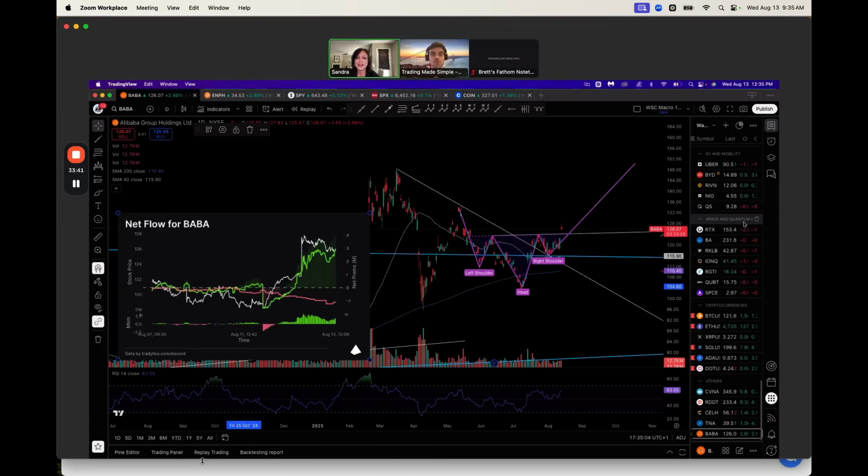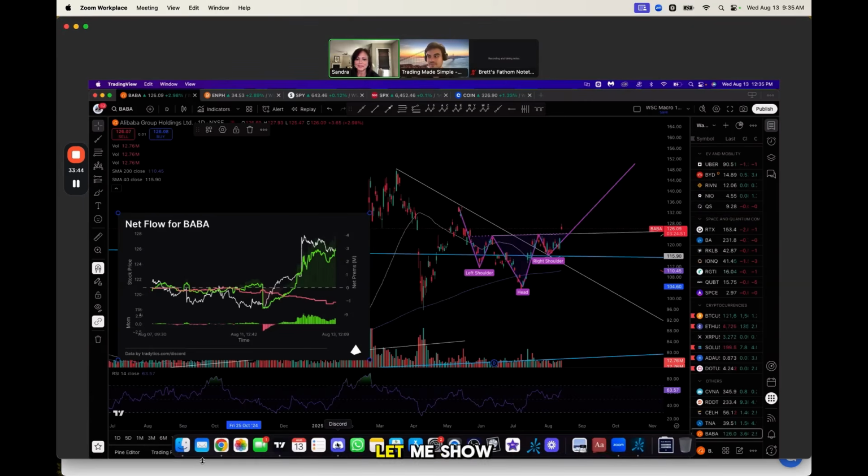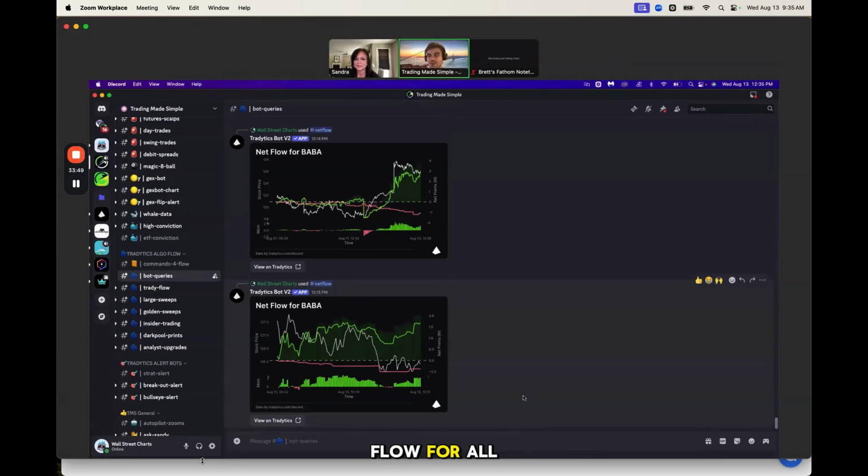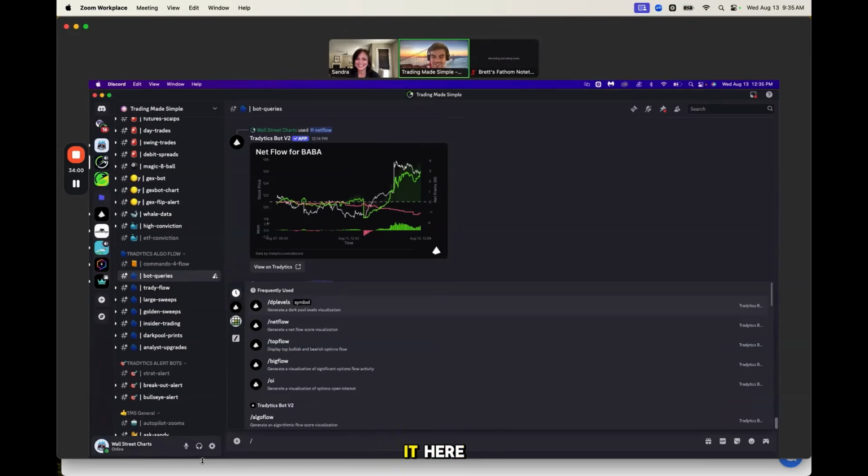Yeah, that's a good one. I used to use net flow quite a bit. Let me show it. And sometimes I actually request net flow for all the stocks. I go like in a rampage, market net flow, 30 tickers. You're going through a rampage? And I show you how I do it here.